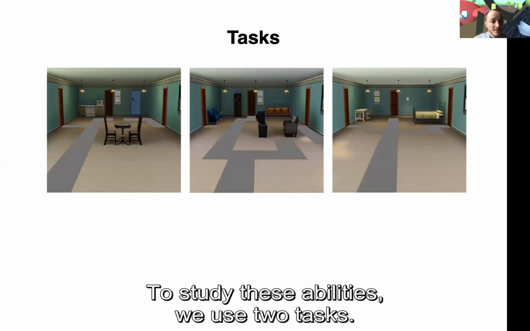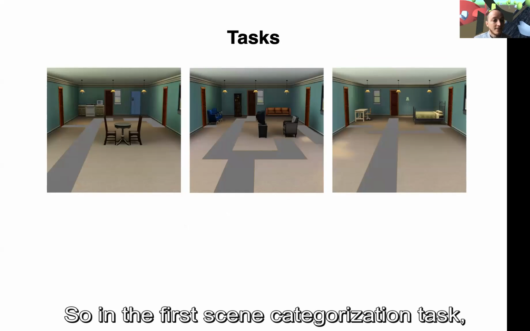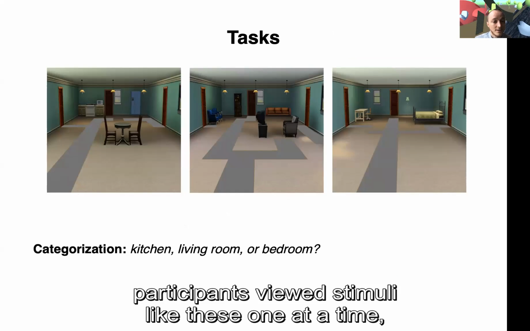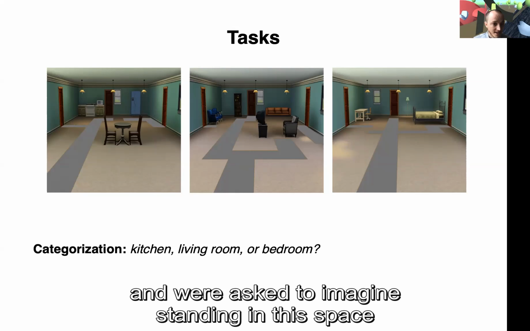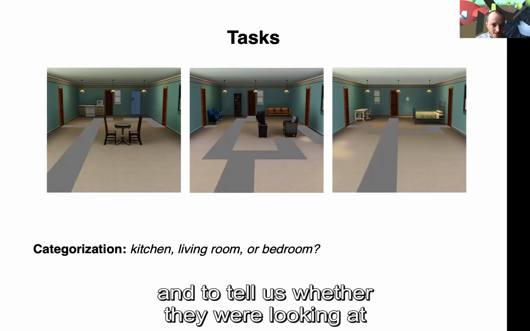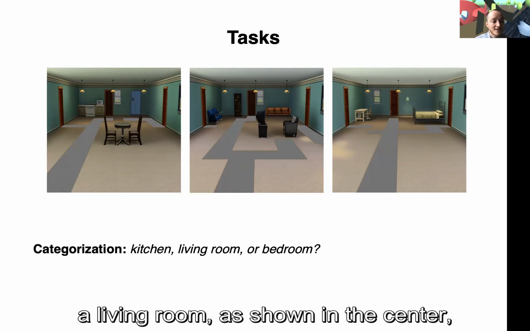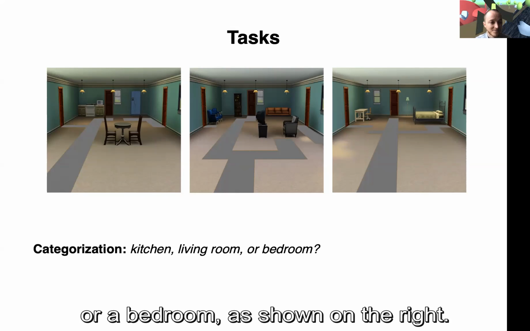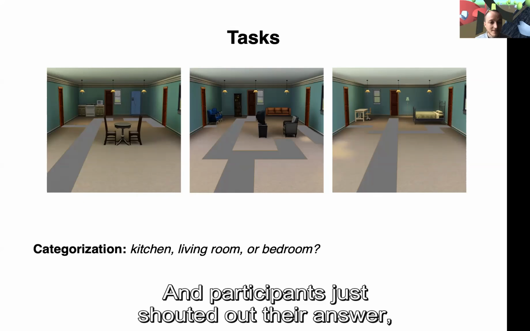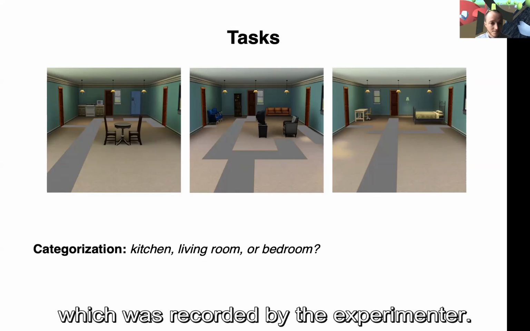To study these abilities, we use two tasks. So in the first scene categorization task, participants viewed stimuli like these one at a time, and were asked to imagine standing in this space and to tell us whether they were looking out at a kitchen, as shown on the left, a living room, as shown in the center, or a bedroom, as shown on the right. And participants just shouted out their answer, which was recorded by the experimenter.